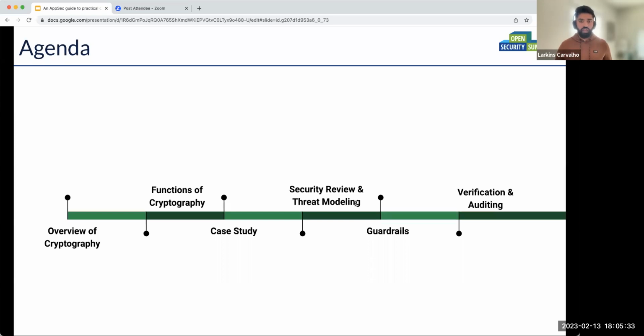Then we are going to take a look at the Google Tink library, and how Google has open sourced some very important libraries which developers can use. Then, transitioning to verification and auditing, we're going to review ASVS, the Application Security Verification Standard, and look at the different checklists we can use while doing a cryptography security review. We will also look at some of the open source tools and static analysis tools which can help us audit our source code.